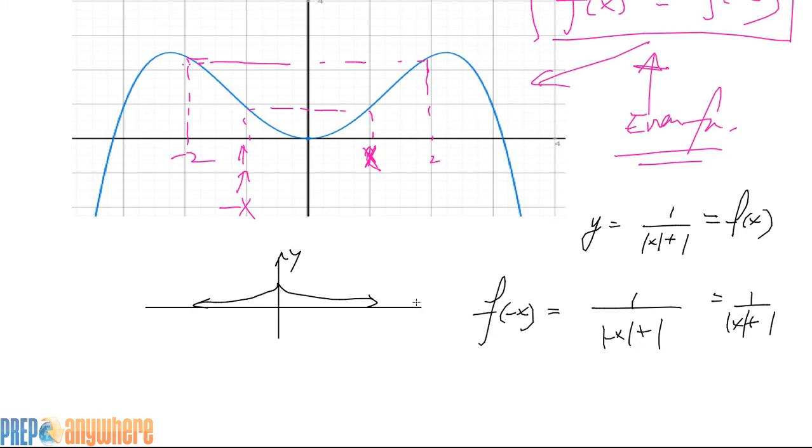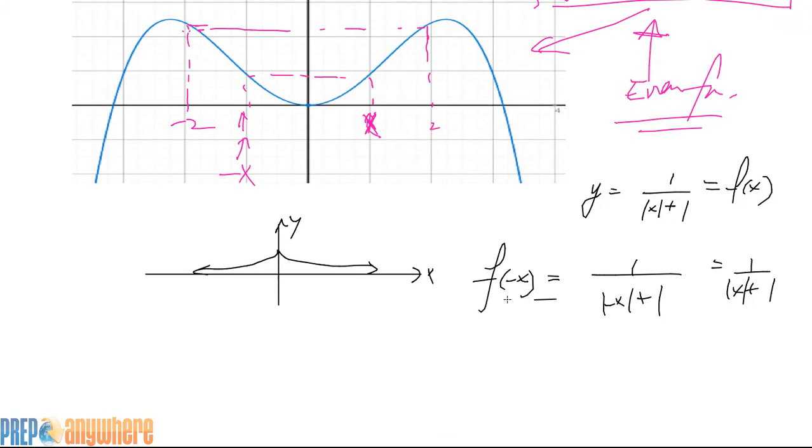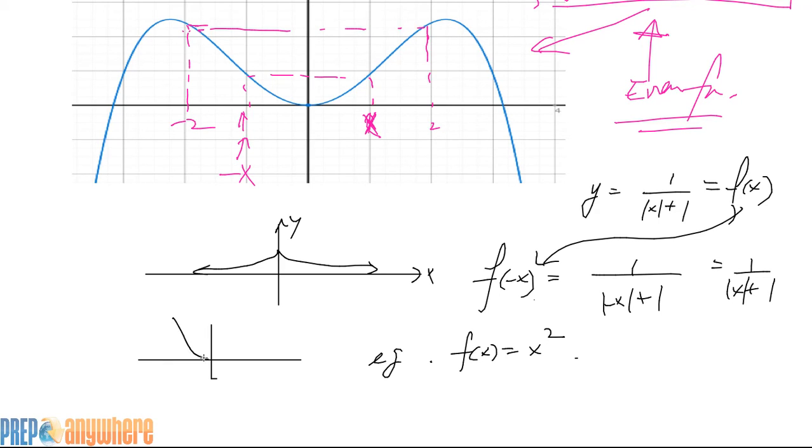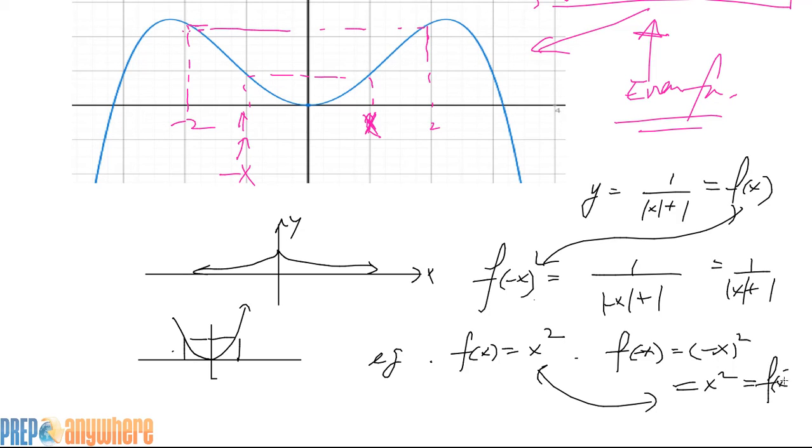And this is true for anything that you can do this on. Anything that you can show that these two are exactly the same thing. Another easy example: x squared. You guys know what x squared looks like. Look, same. If you plug in -x in here, you get x squared, same thing. So that's how you show it.